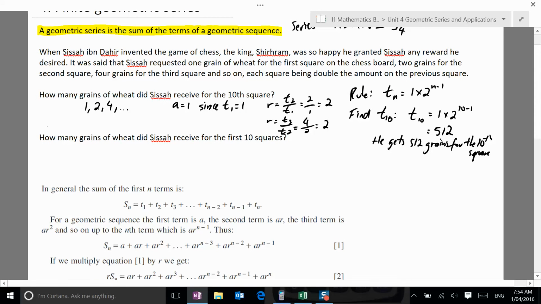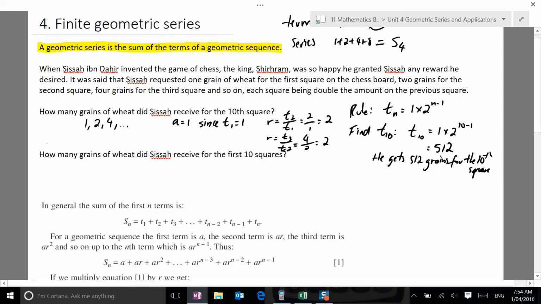Pretty sweet. How many grains of wheat would Sissa receive for the first 10 squares? This is really looking at the sum of the first 10 squares. For the moment, we're fine to do that just manually. Let's write down the first 10 things in our sequence, which will make our series: 1, 2, 3, 4, 5. I remember just all the iPhone capacities and MacBook hard drive sizes. We can just add those 10 together.